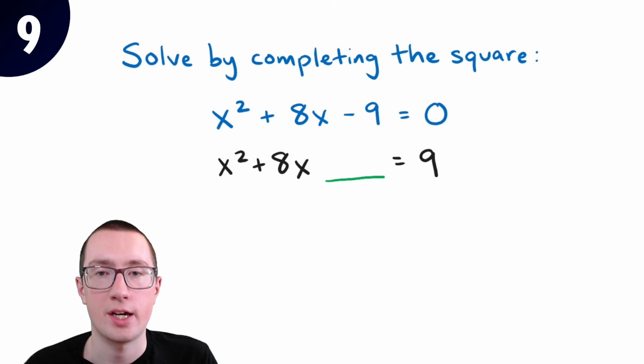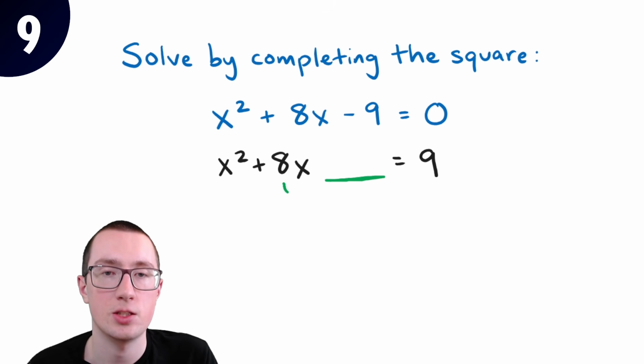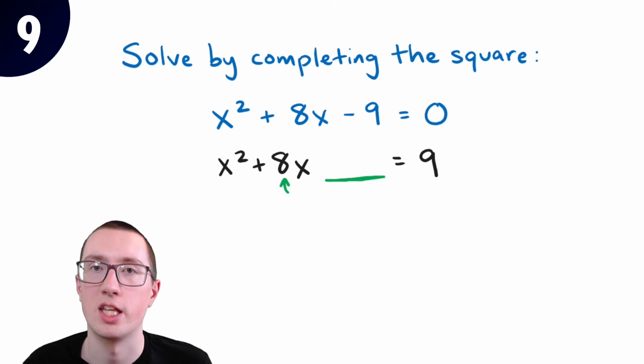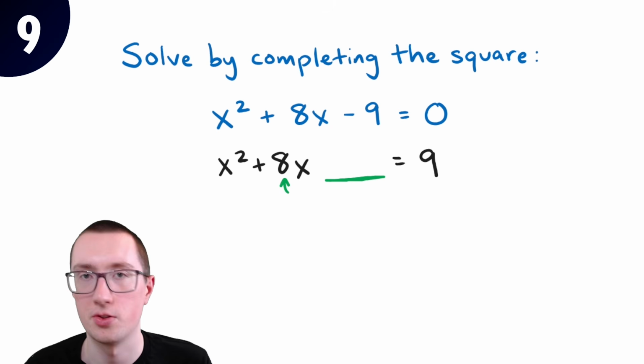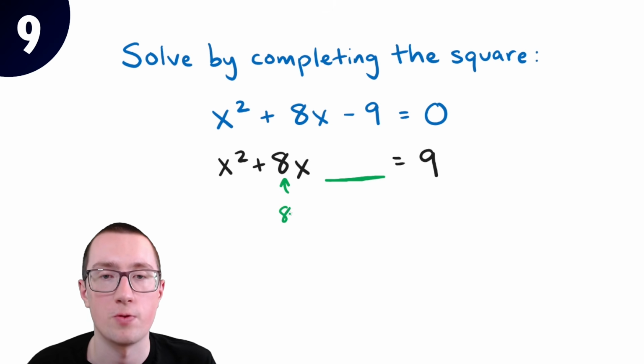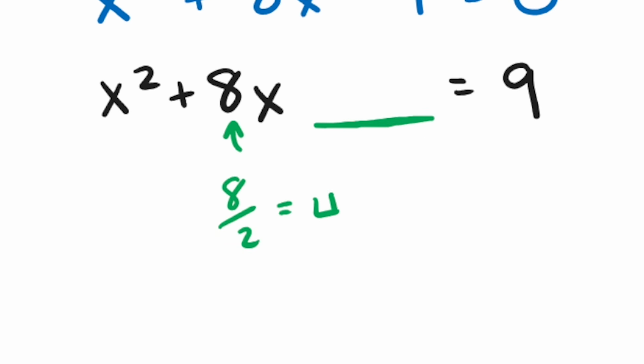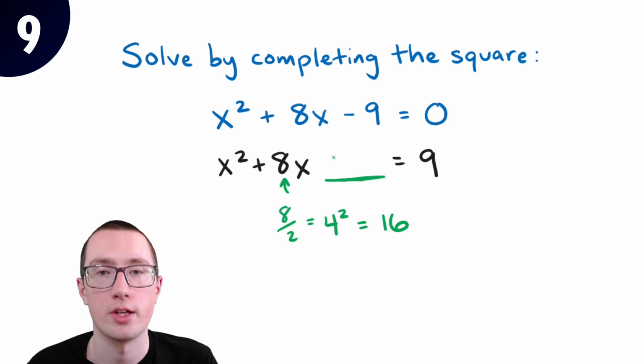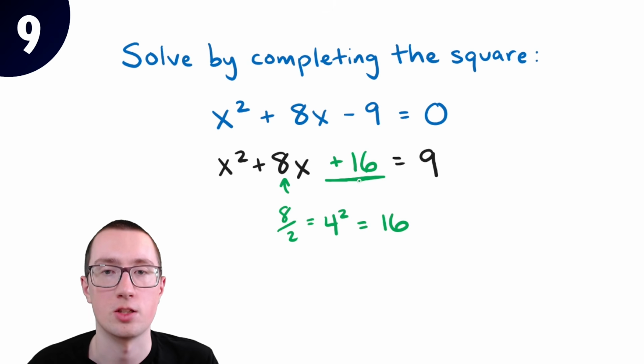So what number do we have to add here to make this a perfect square? Well, the way that we find that out is by taking this number here next to x. We divide it by 2, and then we square it. Don't ask why, just that's what you do to figure out what number needs to go here, the missing number. So 8 divided by 2 is 4, and then we square 4. 4 times 4 is 16. So that's the number that needs to go here to make this a perfect square.